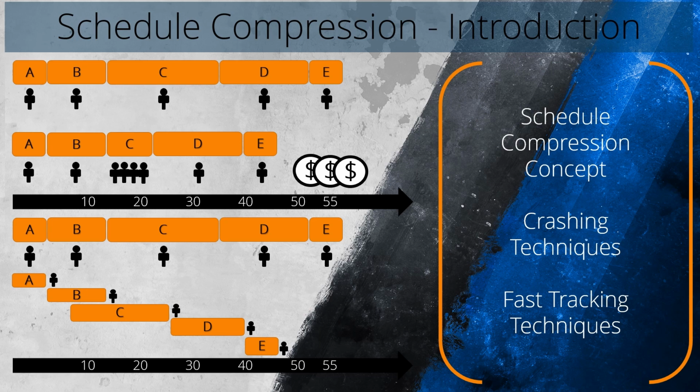After analyzing the crashing and fast-tracking options, the project manager decides to implement both techniques simultaneously to achieve the desired schedule compression. In the crashing technique, additional resources are allocated to the development phase, or activity C. More developers are assigned to the project, allowing the work to be completed in a shorter time. This reduces the duration of activity C from 20 days to 15 days.